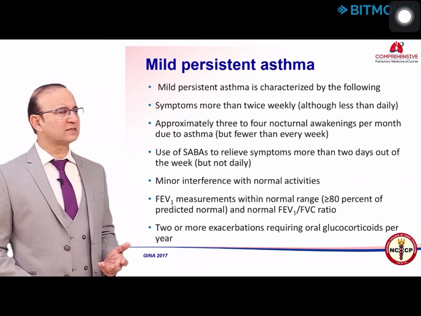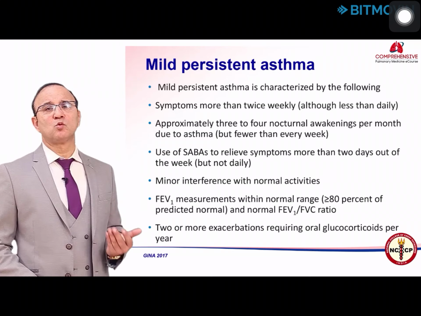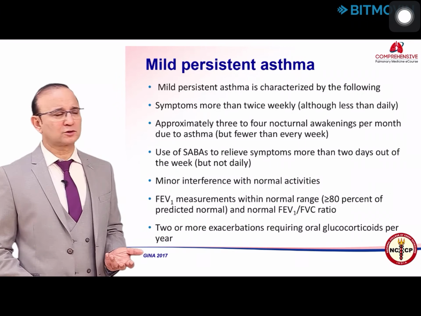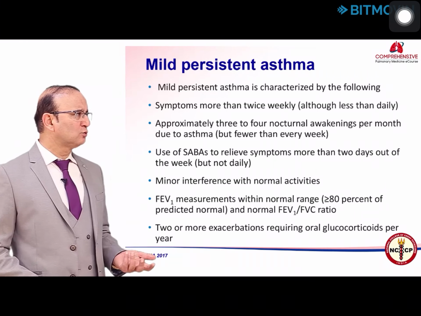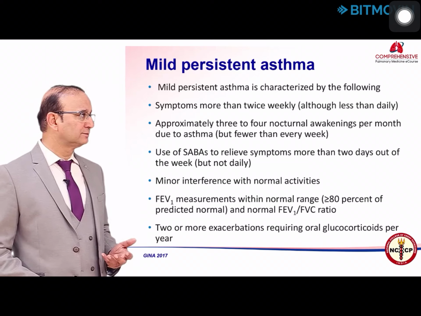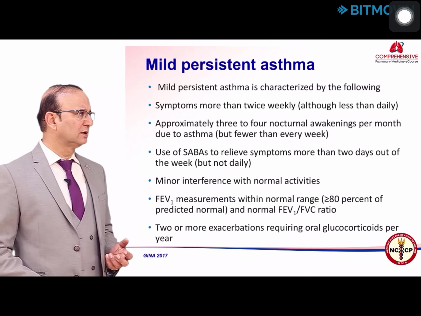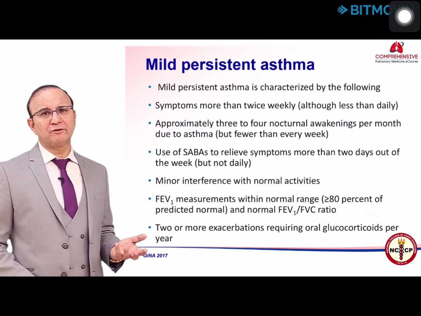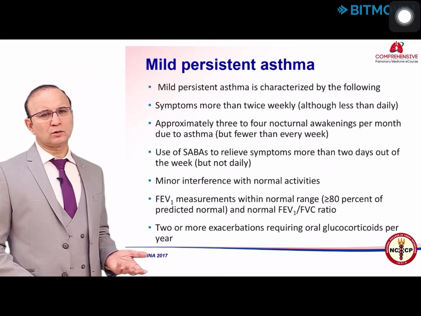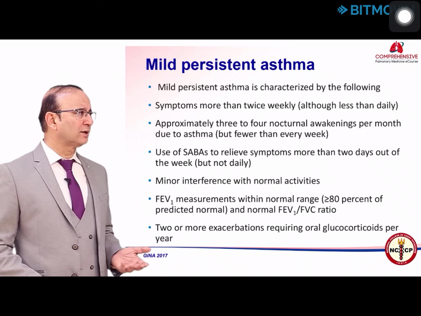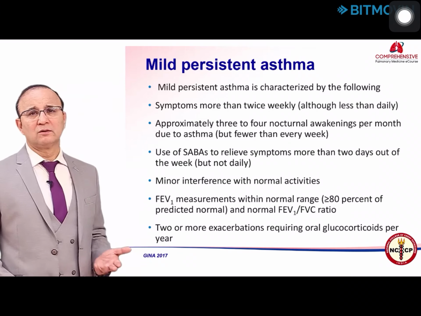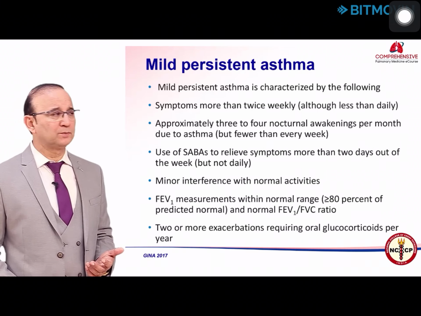Mild persistent asthma is when symptoms are more than twice weekly. He has approximately 3 to 4 nocturnal awakenings. He uses SABA more than 2 days out of 1 week. Minor interference with normal activity. His FEV1 measurement may still be normal. Or 2 or more exacerbations requiring oral glucocorticoids per year. So that person will fall in the category of mild persistent.